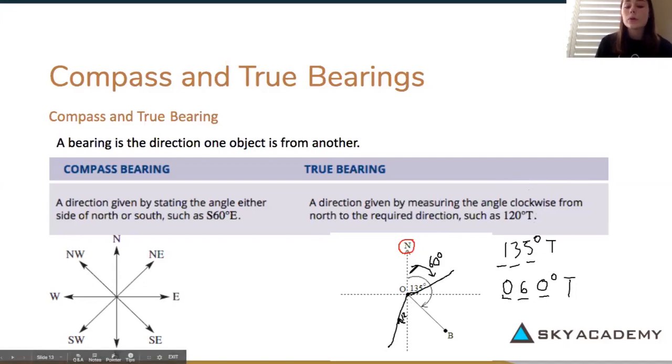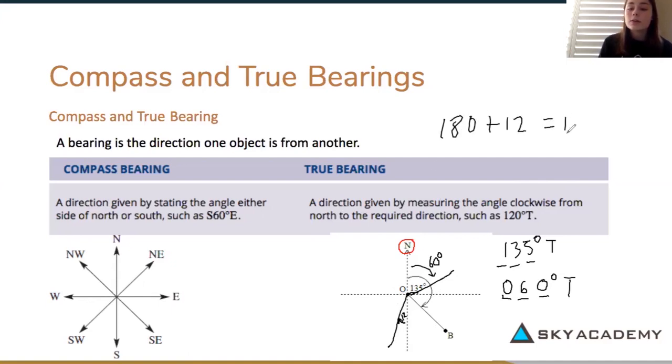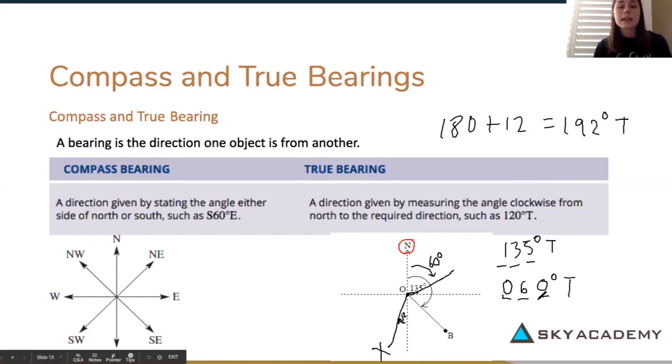I know that from north to south, it's a straight angle. And so that would be 180 degrees plus 12 degrees. So 180 plus 12 is going to give me 192 degrees true from north. So this line, which I'm going to label X, is 190 degrees true from north. So that's true bearings and compass bearings as an overview.